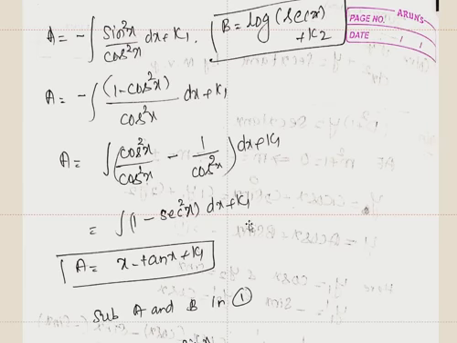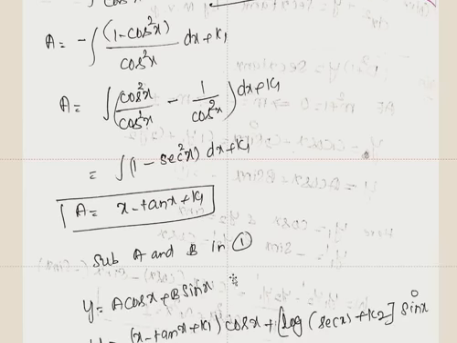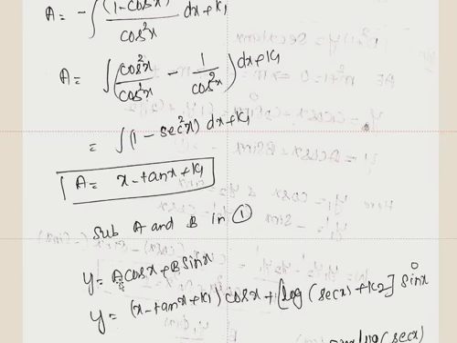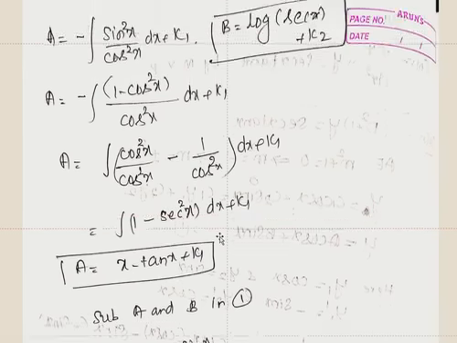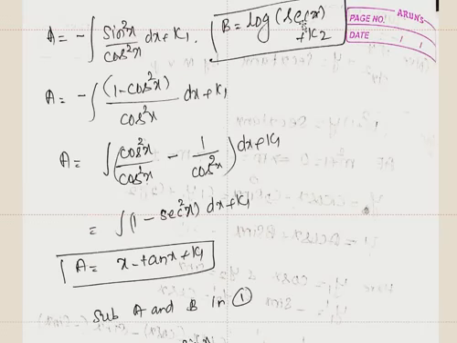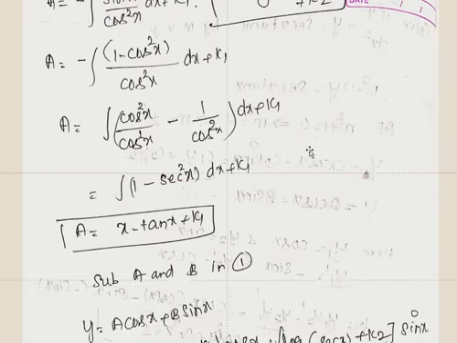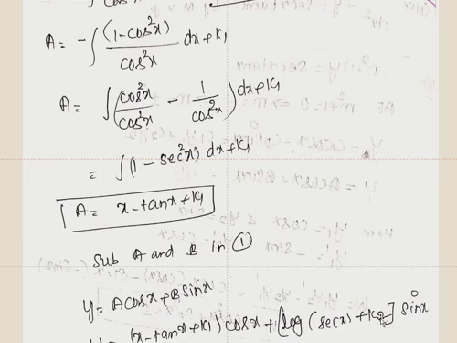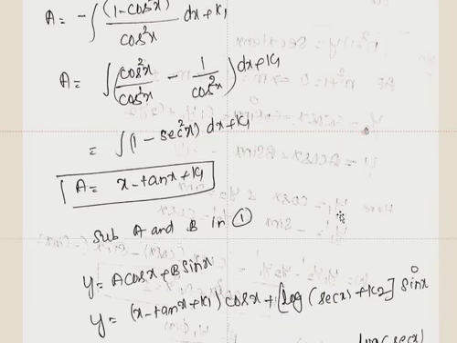Substitute a and b in the given equation 1. This is equation 1: y is equal to a into cos x plus b into sin x. Therefore y is equal to a, which is x minus tan x plus k1, into cos x, plus b, which is log secant x plus k2, into sin x.